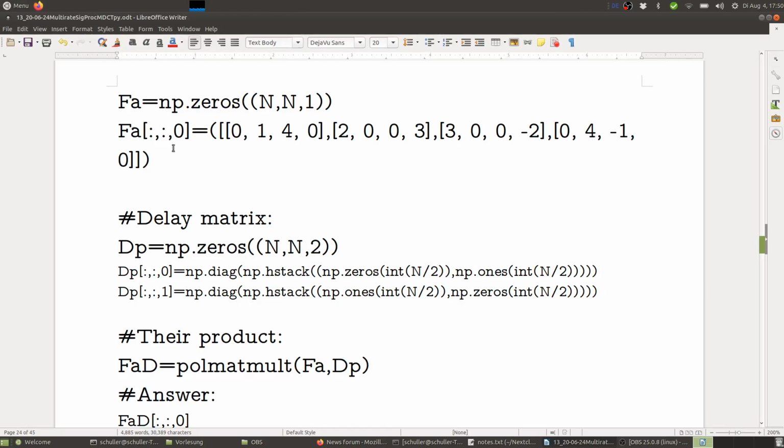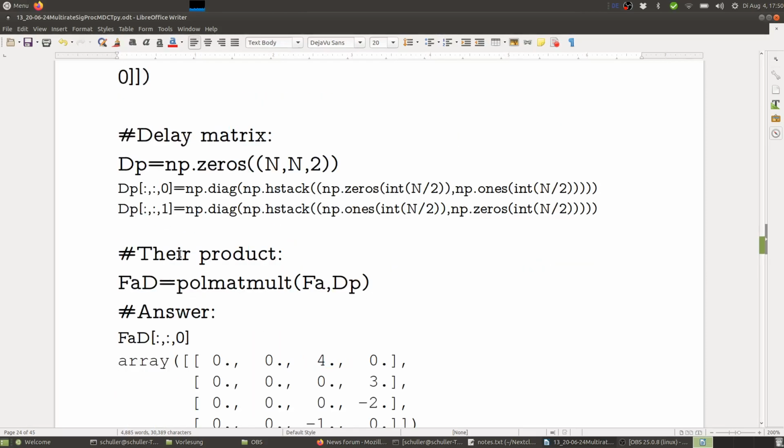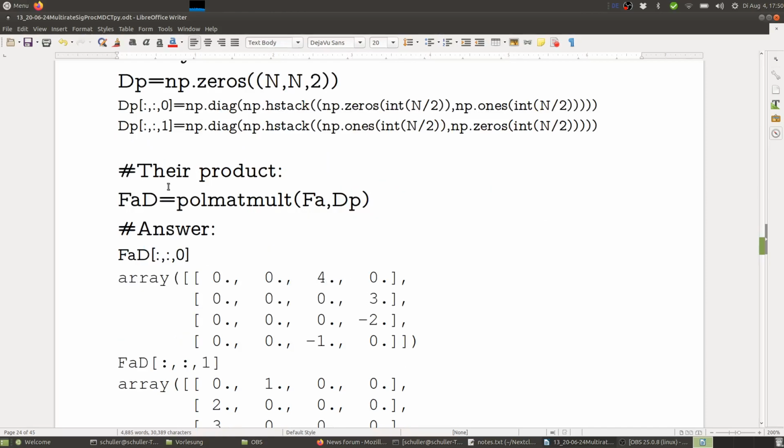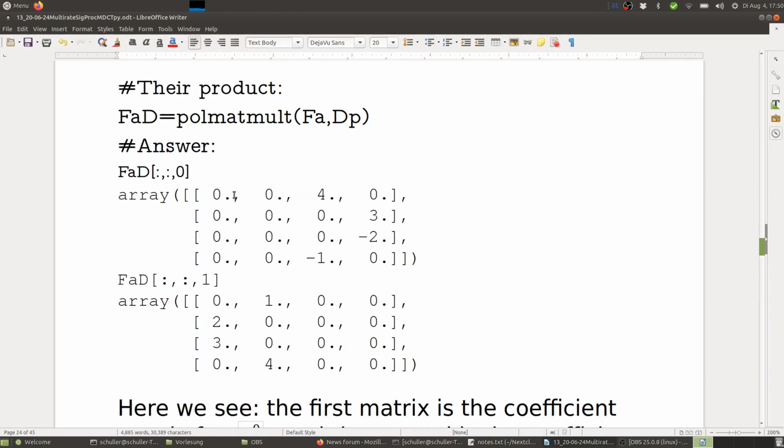So here we have the FA, here we have the D of z, and then the product we have to compute with the function polymatmult, right? Because that can interpret them correctly here. It interprets the third dimension as the exponent of z. And this is then the result. So here we can see it.